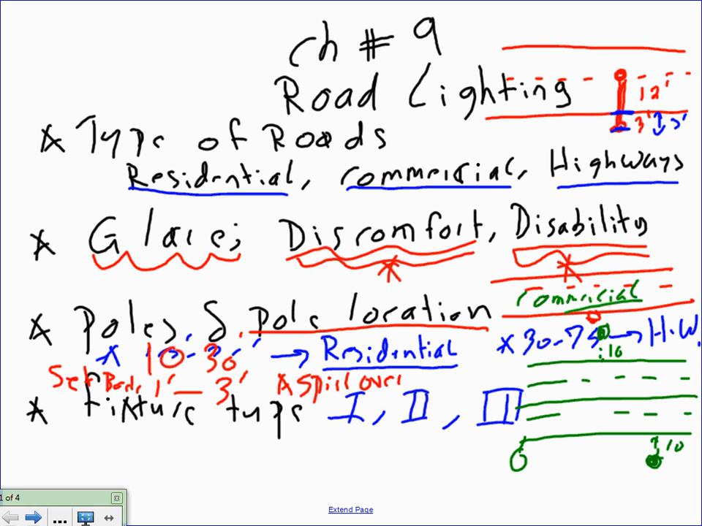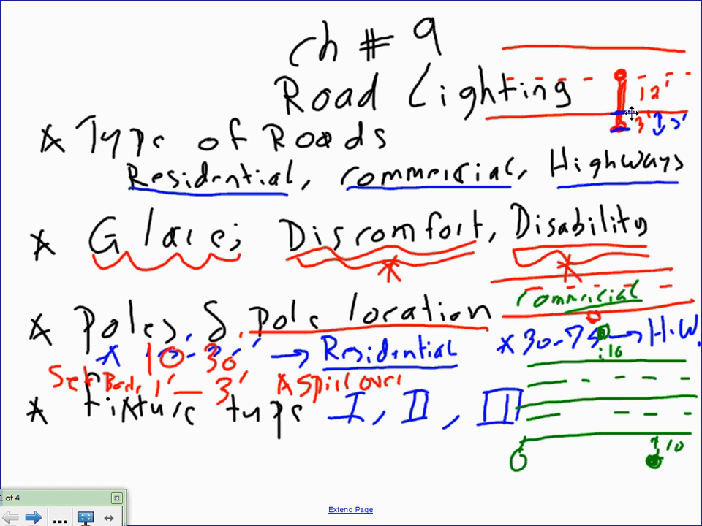Number 1, I do not want to spill light on the customers behind me or in front of me. I'm shooting light this way. I want all the light to go right in the middle of the street only, not to the customers in front of me or behind me, the owner of a house in front of me or behind me.